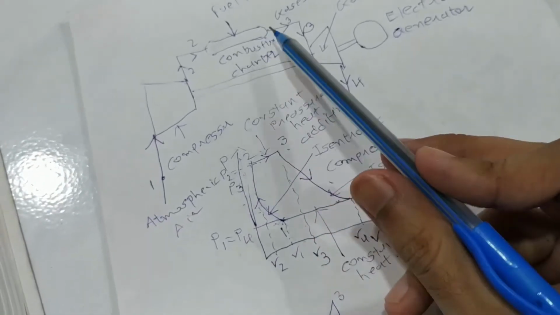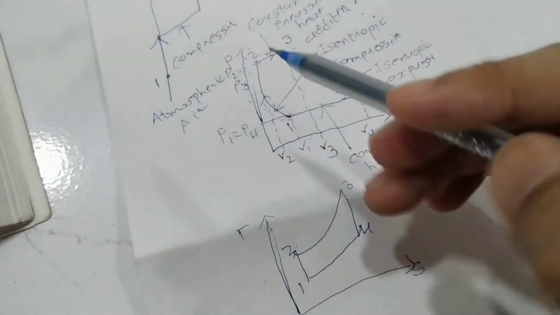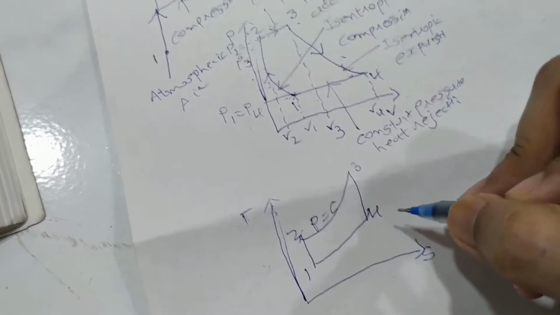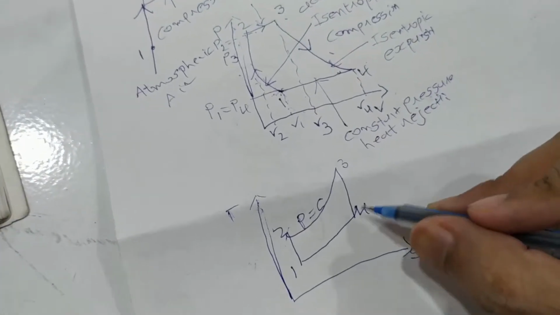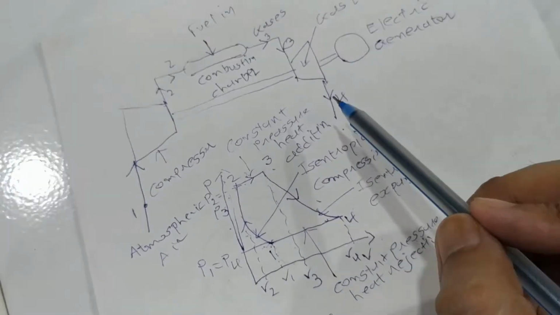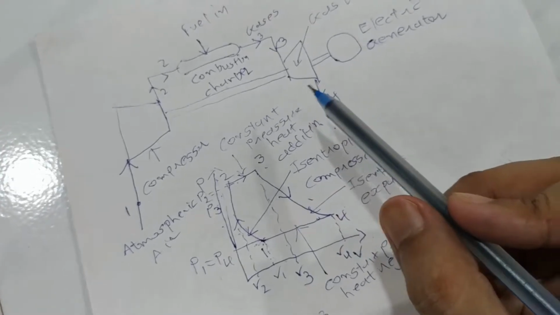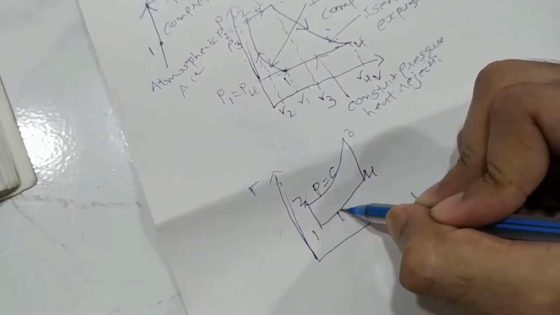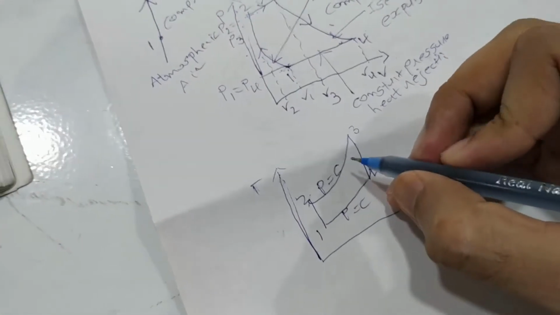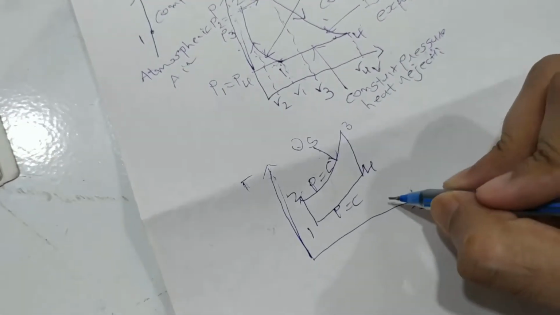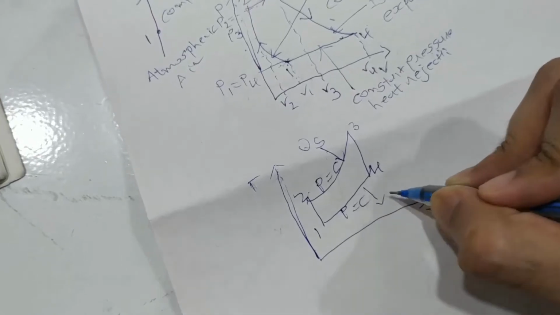During process 2 to 3, which is the combustion chamber, pressure stays constant. So I will write here pressure stays constant. And during process 4 to 1, which is heat rejection, when gases get out from the gas turbine, in that process pressure stays constant. So I will write here P is equal to C. I will consider this as QS and this as QR.